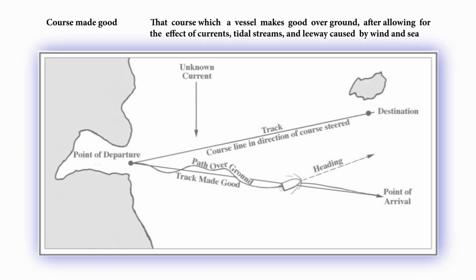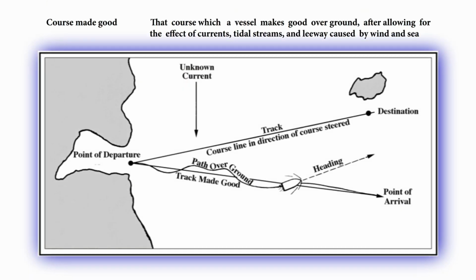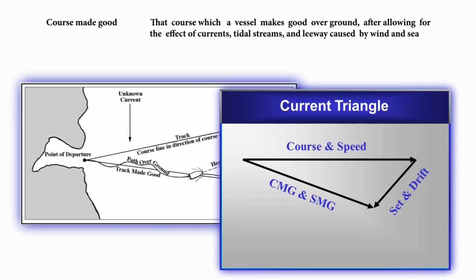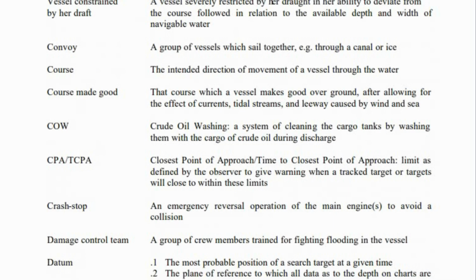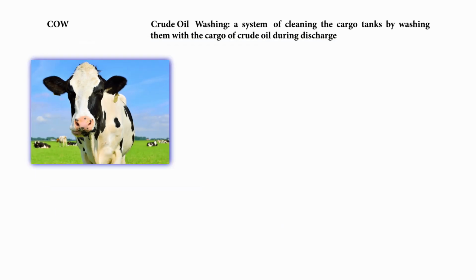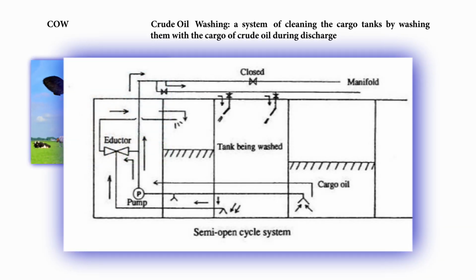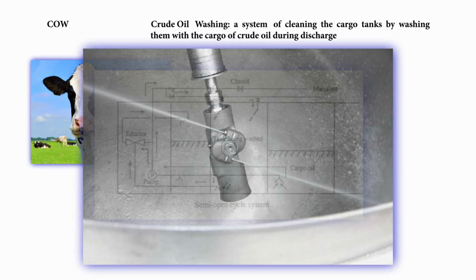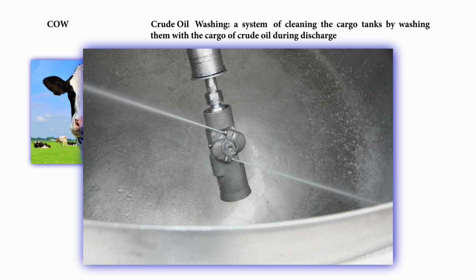Course made good: this is the course which a vessel makes good over ground after allowing for the effect of currents, tidal streams and leeway caused by wind and sea. COW is crude oil washing, a system of cleaning the cargo tanks by washing them with the cargo of crude oil during discharge.